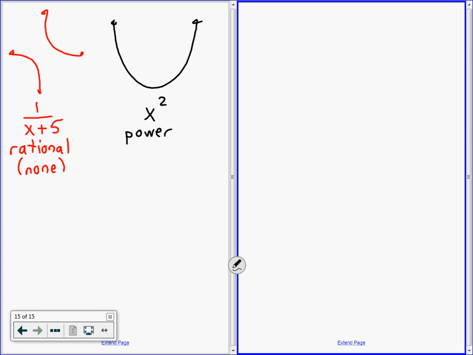Which other one do you guys want? 8C? I don't see 8C. Am I on the wrong page? H2. Oh. 8C. Oh, yes.